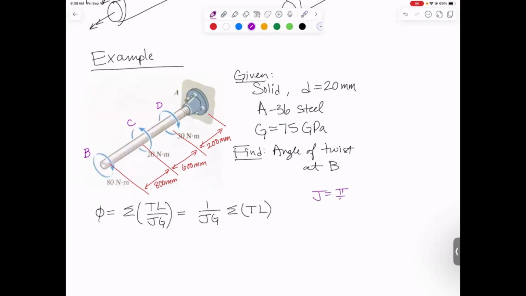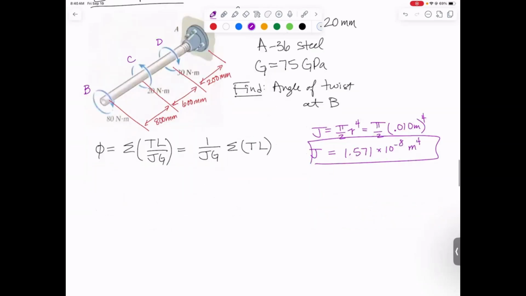J is pi over 2 times the radius to the fourth. That'll be pi over 2 times 10 millimeters, 0.010 meters to the fourth, which comes out to be 1.571 times 10 to the minus 8th meters to the fourth. So we'll use that later for our J for the whole problem. But what I really need though are the internal torques for these segments with their proper sign.